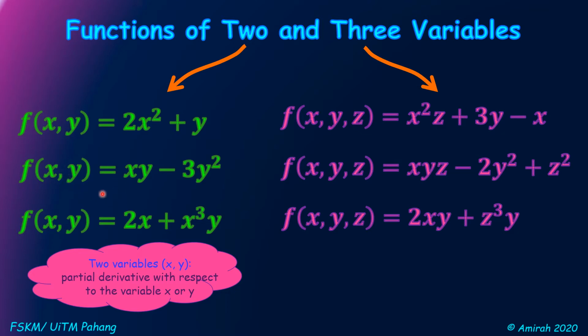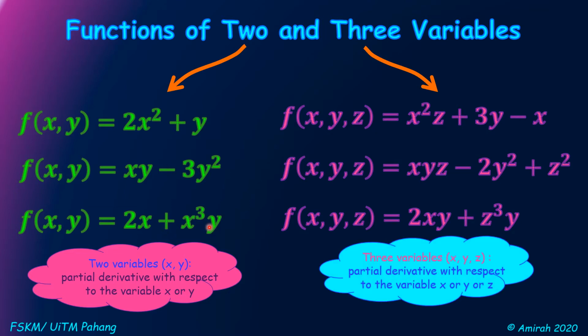Okay, for the function of two variables, let's say variables x and y, we will have the partial derivative with respect to the variable x or the partial derivative with respect to the variable y. Alright, and for the function of three variables, let's say x, y, and z, we will have the partial derivative with respect to variable x, or y, or z. Right?